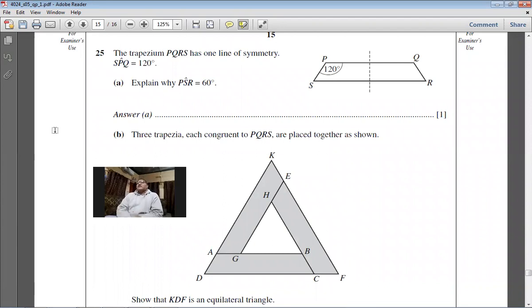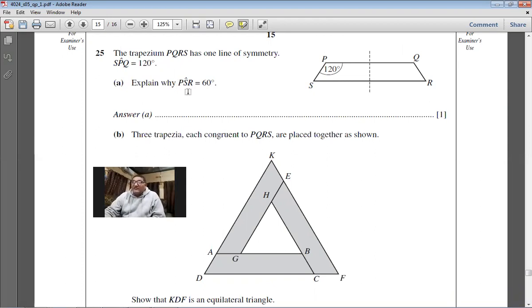He says, the trapezium PQRS has one line of symmetry. So here you have a line of symmetry. It means this angle and this angle are the same. If this is 120, this will also be 120. In the trapezium, the two sides PQ and SR are parallel to each other. So if they are parallel, then angle P and angle S will be allied angles to each other. If they are allied angles, their sum will be 180.